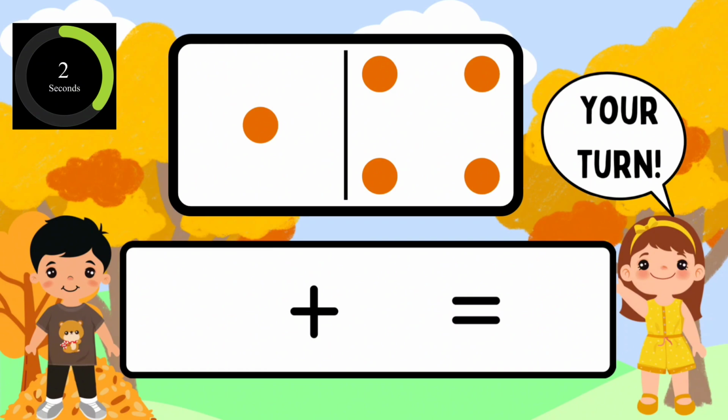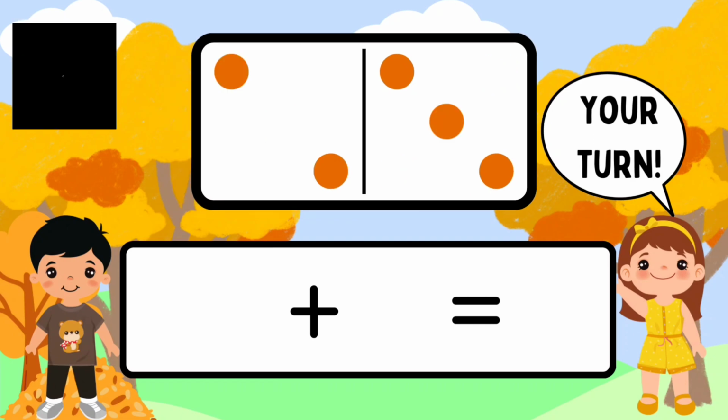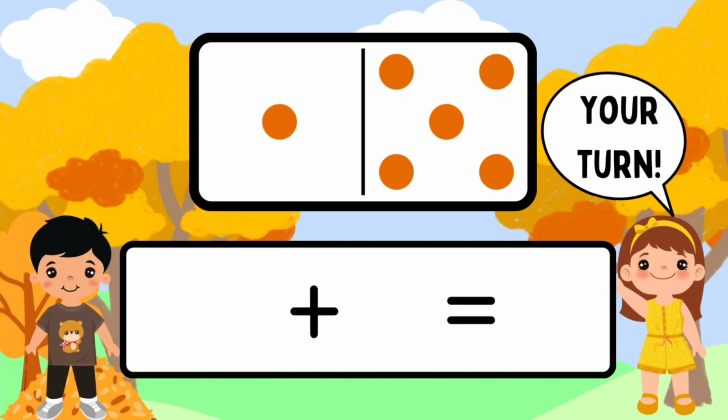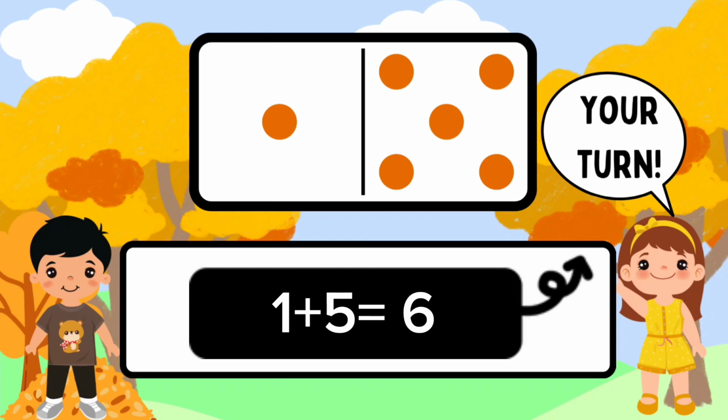Now tell me how many numbers you will see on the dice. 1 plus 4 equals 5. That's the answer. Now can you see here? The answer is 2 plus 3 equals 5. Now your turn. Can you tell me how many numbers you see on the dice? 1 plus 5 equals 6.